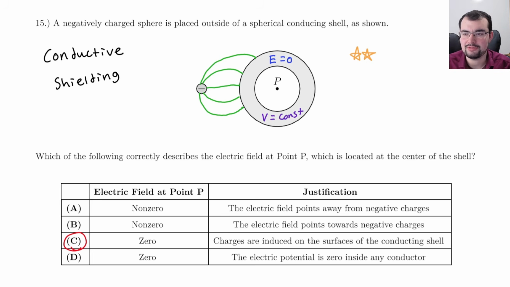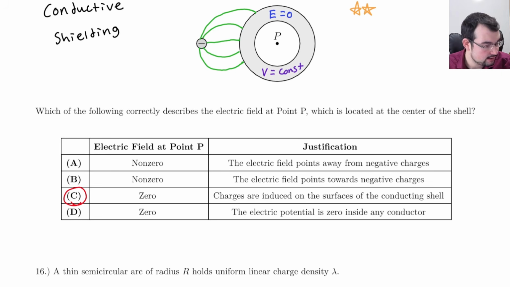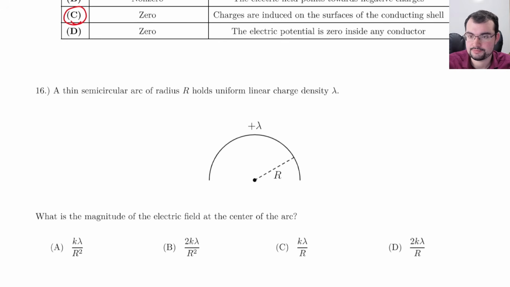I would call this level 2. It's borderline level 3 because conductive shielding is difficult. You definitely know it's not this, since the electric field does not point away from negative charges. And you could also eliminate D because the potential isn't 0 in any conductor, it's the field. You could also use a Gauss's law argument and say that there's no enclosed charge in this cavity, so the E field should be 0, because there's no enclosed charges.